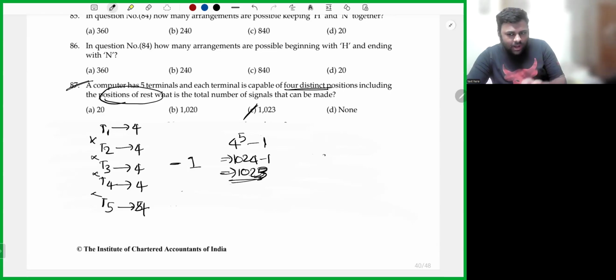All terminals have to connect, then only my computer starts working. So 4 into 4 into 4 into 4 into 4. But since there is a position of rest where the computer won't work, I'll remove that position of rest. I'll be left with 1023.